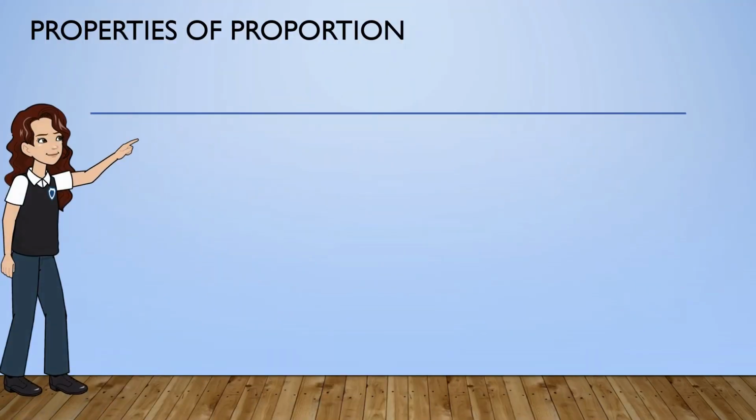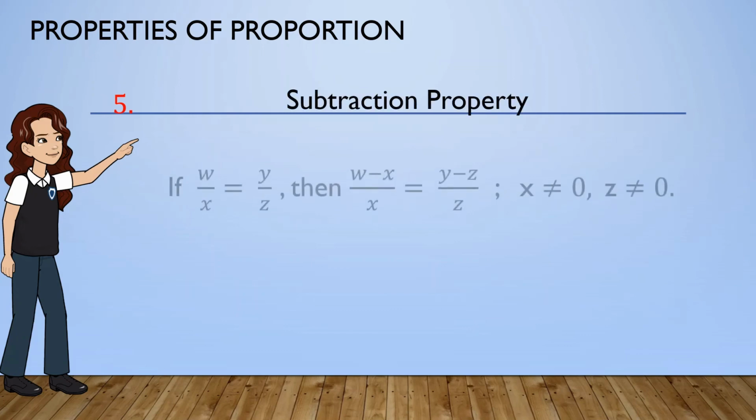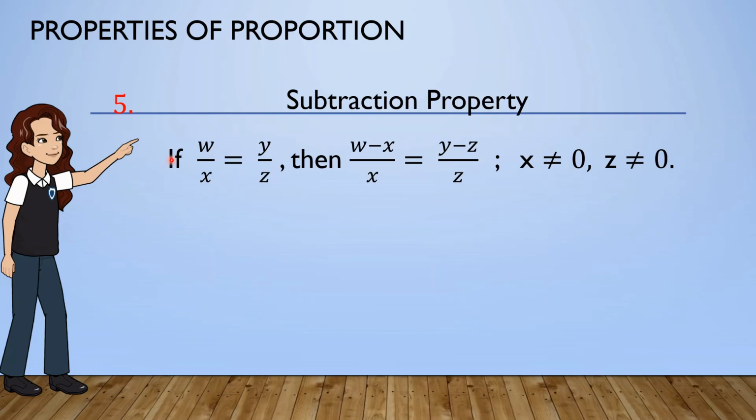Okay, the fifth property is subtraction property. So what is that? So if W over X is equal to Y over Z, then W minus X over X, so look at this X here, is equal to Y minus Z over Z. Provided that X is not equal to 0 and Z is not equal to 0.